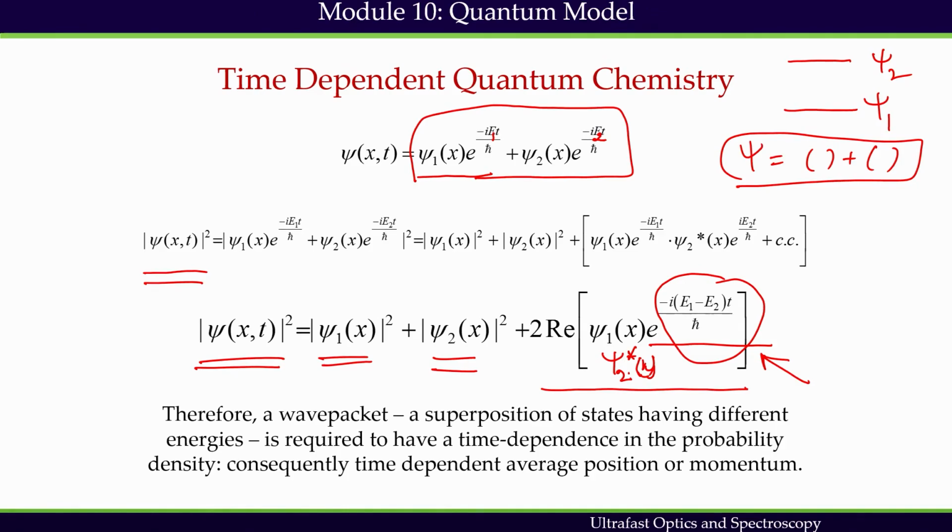In quantum mechanics, if we have a pure state represented only by its spatial and temporal phase factors, then for a particular pure state we cannot have a time dependence in the density, and because it does not depend on time, the average momentum and average position of that particle will not change. But if we have a superposition state, if we create a wave packet, then it will change.